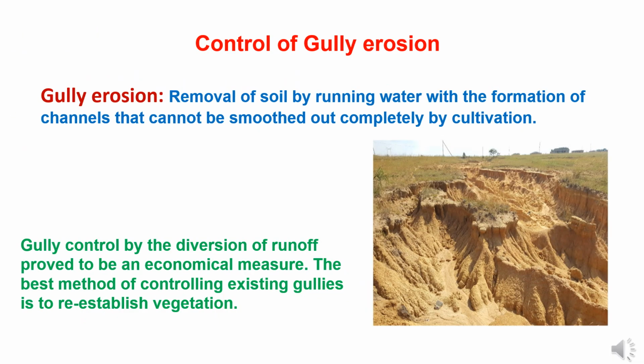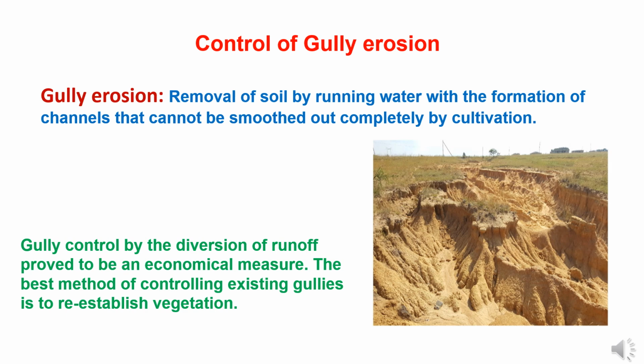Next method is control of gully erosion. What is gully erosion? Removal of soil by running water with the formation of channels that cannot be smoothed out completely by cultivation is called gully erosion.